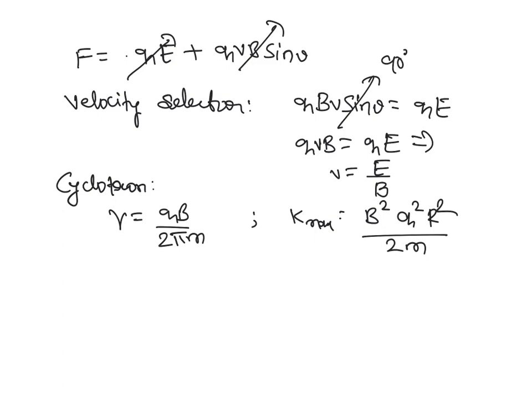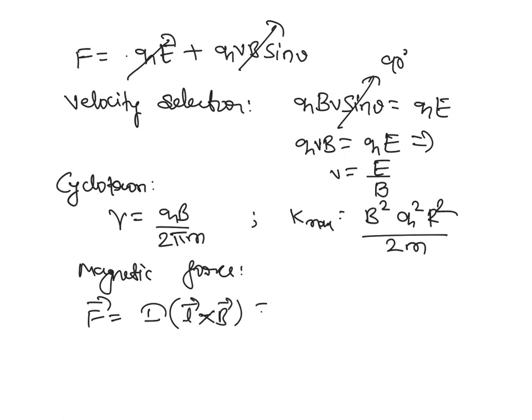After that you have studied the magnetic force on a conductor carrying current. The magnetic force, vector F equals I into L cross B, that is BIL sin θ. This is very important here.